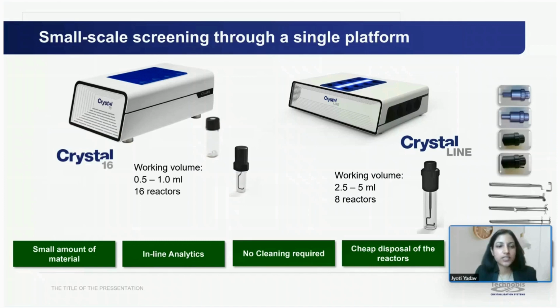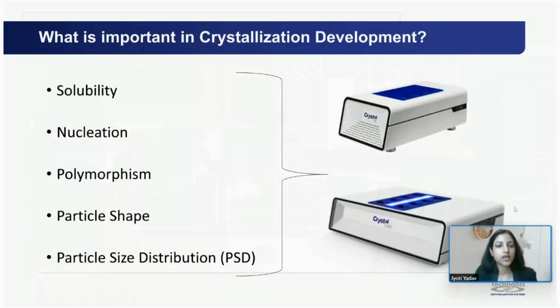There are several important factors that affect crystallization development as listed here. Solubility, which is the foundation of any crystallization process. Nucleation, which is the first step of crystallization and has a significant effect on the final crystal attributes. Then polymorphism, which defines the purity of an API. And finally, it is important to control the particle shape and particle size distribution, which has significant influence on the downstream processes and the end application.